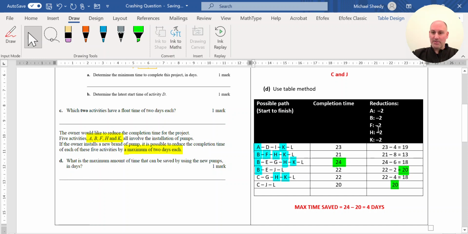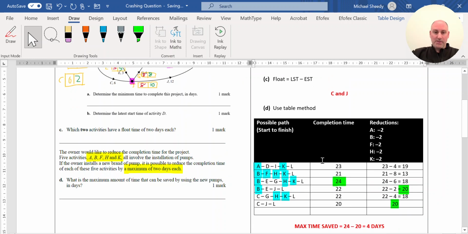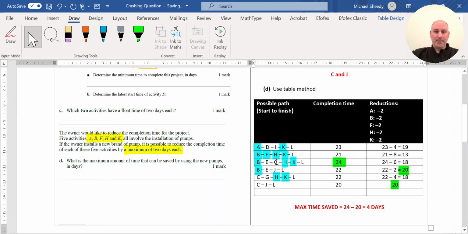So that's how I can approach that question, by using something called the table method. It must have all the possible paths from start to finish, their completion times, and then what their completion times would be after we make the reductions that are given in the question. So that's how I would answer that question. 4 days is the answer.